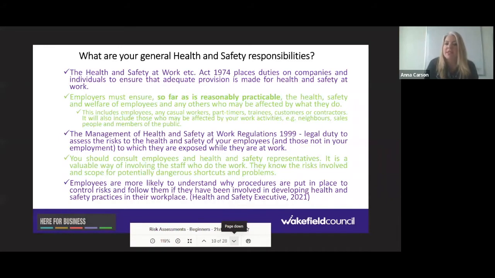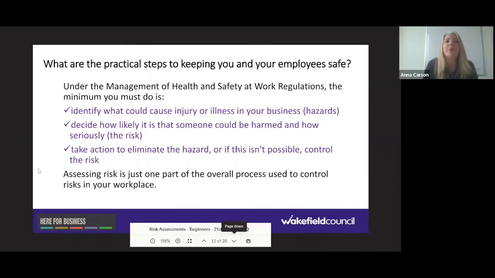So it's a really good idea to involve your staff. Now, there are many laws that cover health and safety, but these are the main ones that are relevant to what we're talking about today. So what are the practical steps to keeping you and your employees safe?